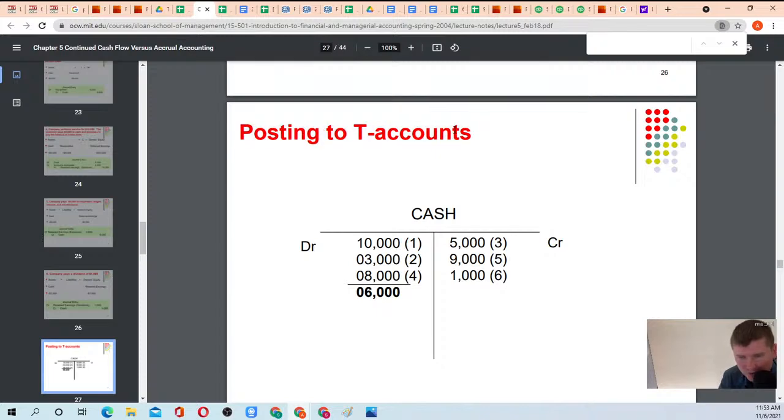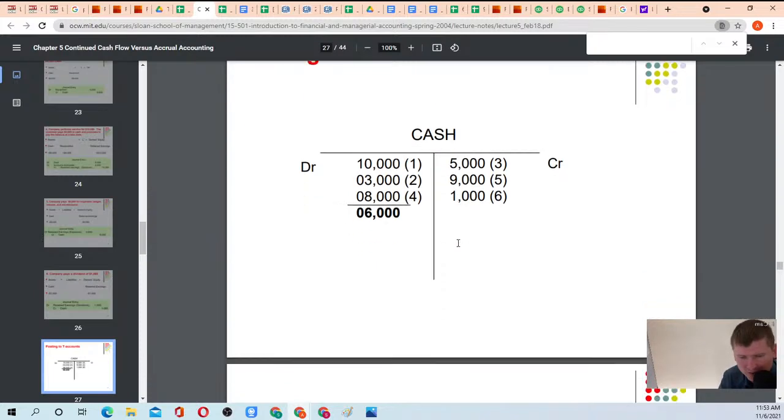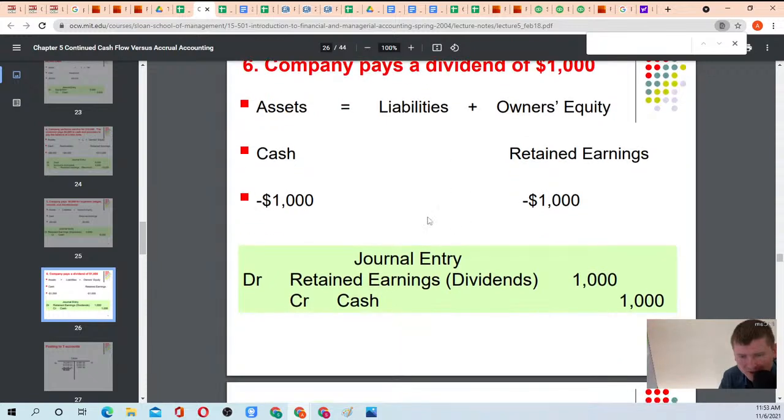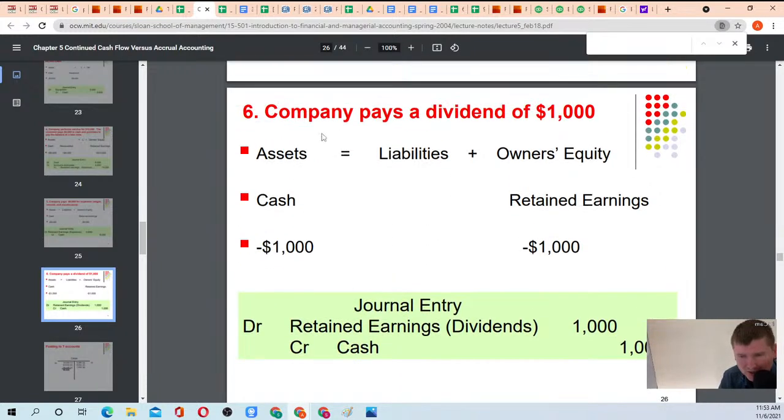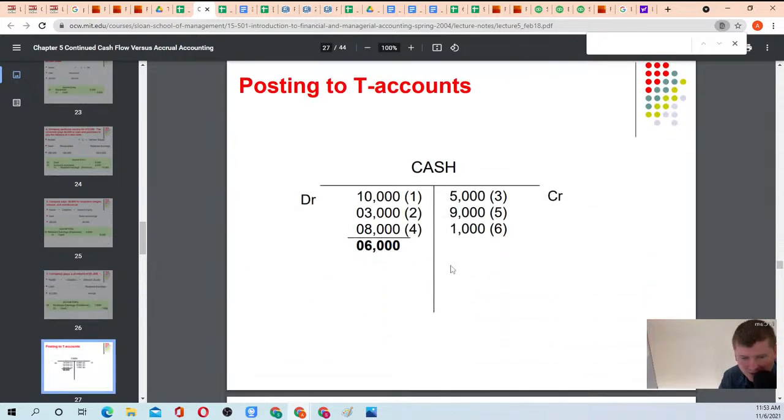Okay. So posting, they show how you would post that to T accounts. We've already covered that. Let's look at the last one. Company pays a dividend of 1,000. So it will be debit retained earnings, credit cash 1,000. And it's here, transaction 5.